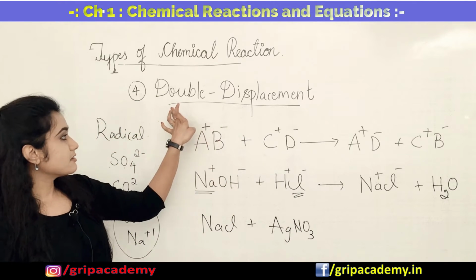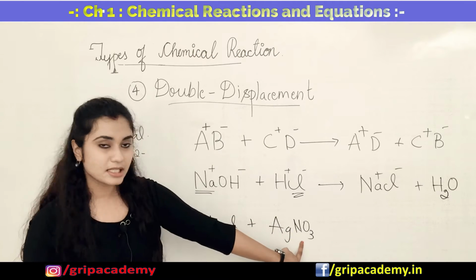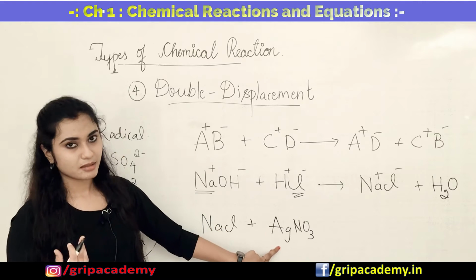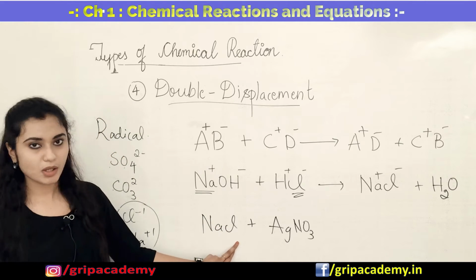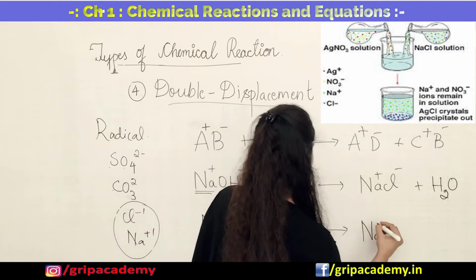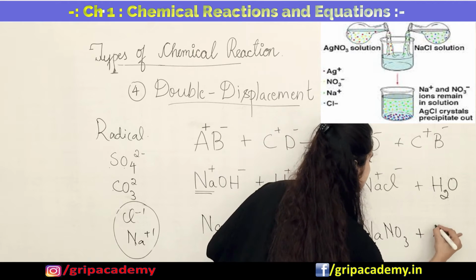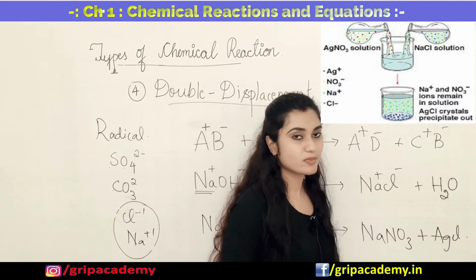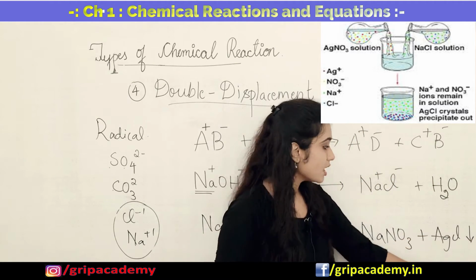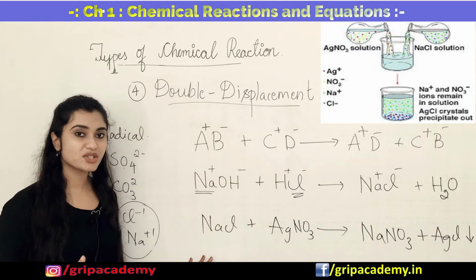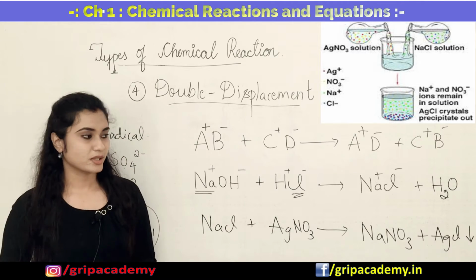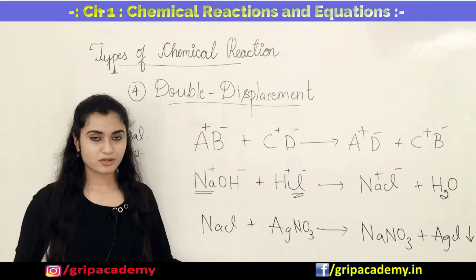According to this definition, what happens? Na will combine with the NO3 nitrate radical, and Ag, which is nothing but silver, will combine with the chloride radical. Now let us write the product. It is NaNO3 plus AgCl. AgCl is produced as a precipitate, so it can be represented with a downward arrow mark. This kind of reaction in which insoluble precipitates are formed is termed a precipitation reaction. Okay, so this is all about double displacement reaction.